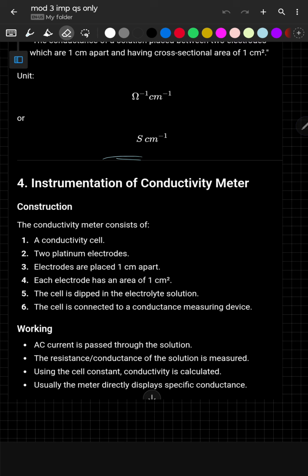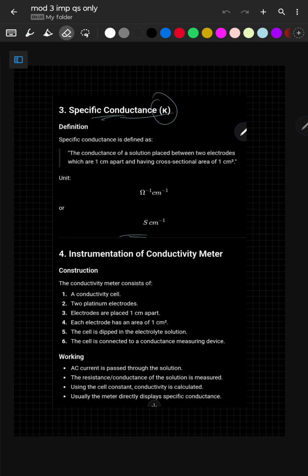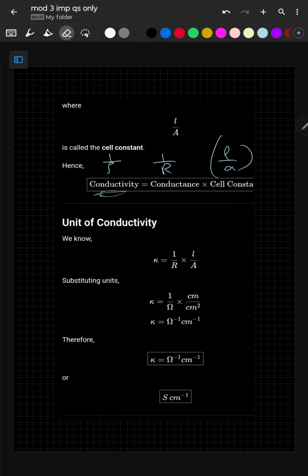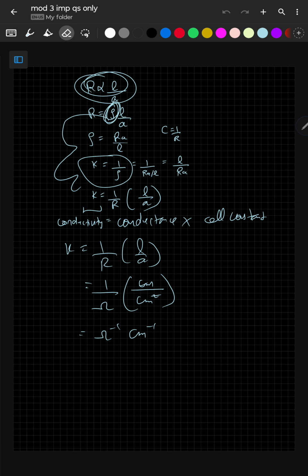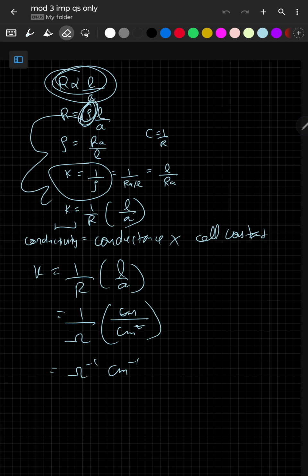Working: AC current is passed through the solution. So when current is passed through the solution, the conductance is measured. Using cell constant, conductivity is calculated. Yes or no? Above only I showed. Conductance is measured, so using cell constant, we can calculate conductivity.